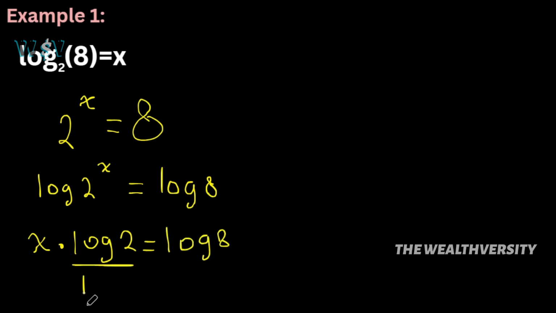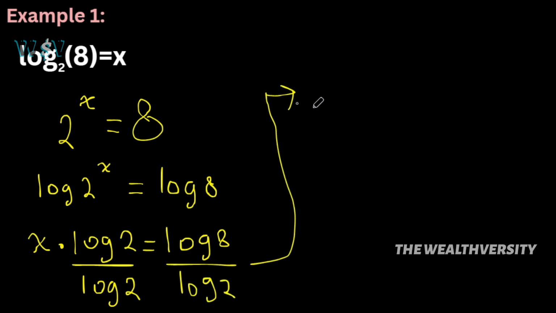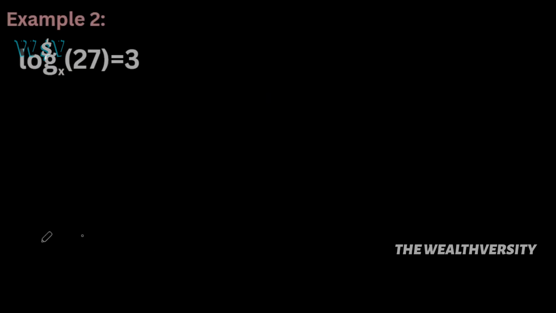To get rid of log 2, which is a number beside the variable x, we divide both sides by log 2. So we get x is equal to log 8 divided by log 2. When you put that into your calculator, you get x is equal to 3. Let's look at example 2.